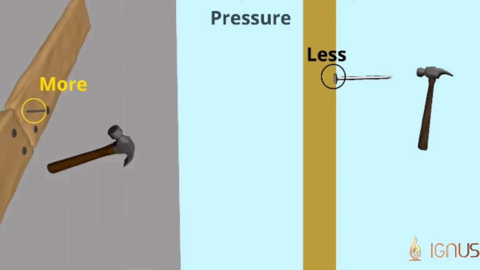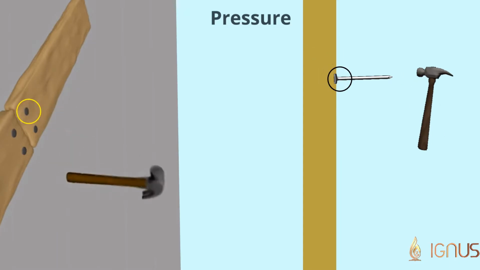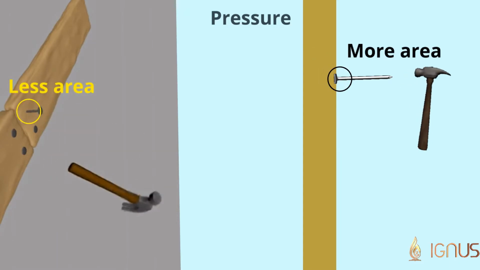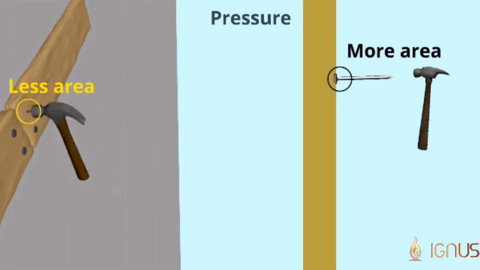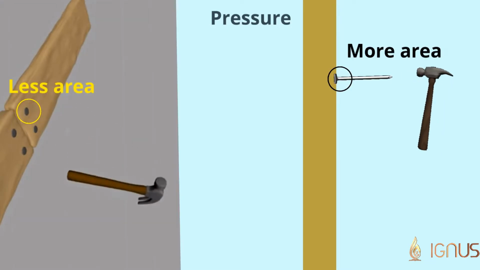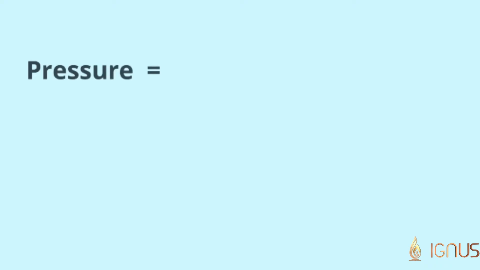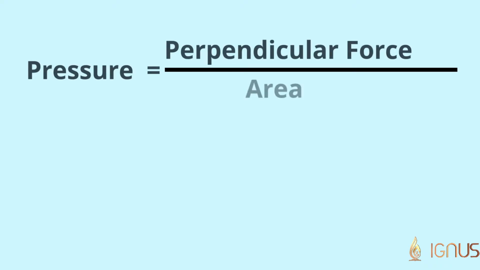But why is this? First, notice the area of the tip of the nail is very small as compared to the area of the flat surface. This tells us that the area of the surface on which the force is applied matters. Now let us define pressure. We define pressure as the perpendicular force acting on the surface of an object per unit area on which it is acting. It is force acting per unit area.